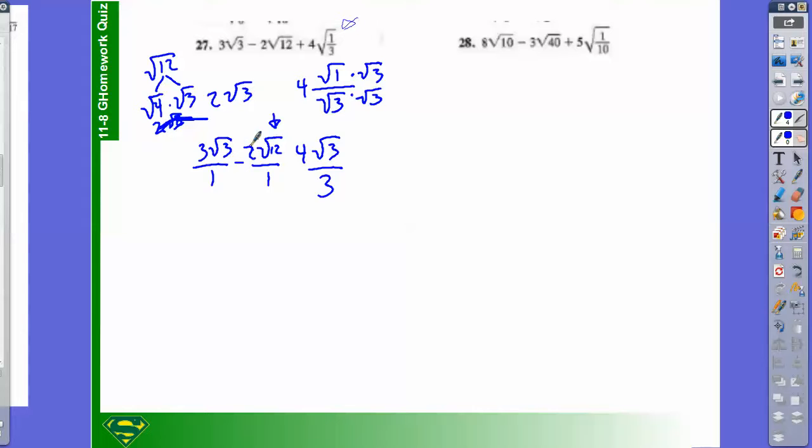Well, 2 times 2 is 4. So we have 4 times the square root of 3 over 1. I'm just rewriting everything else because I have the room and I just enjoy writing numbers, as I'm sure you do too. And we realize that we can't add these together yet because we do not have common denominators. We need to get a common denominator.